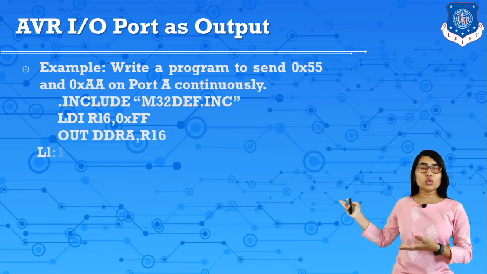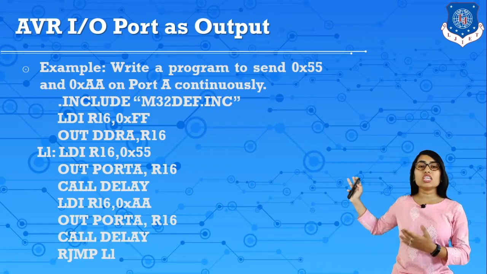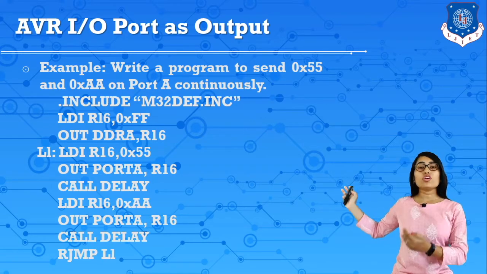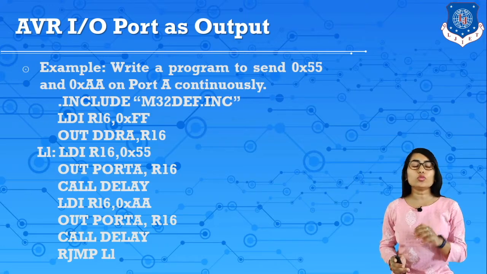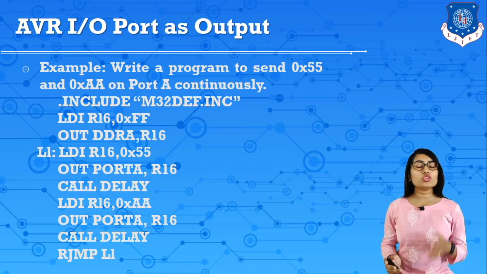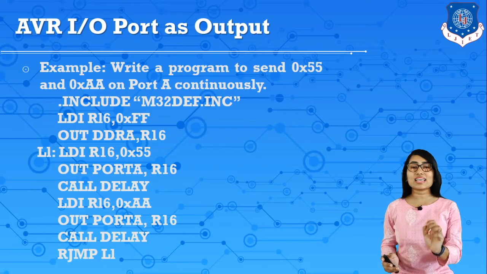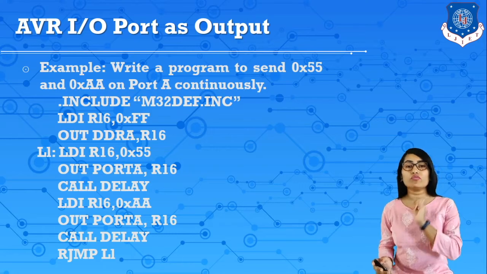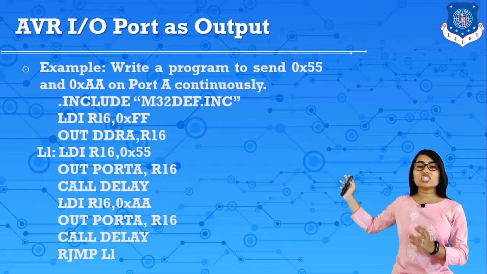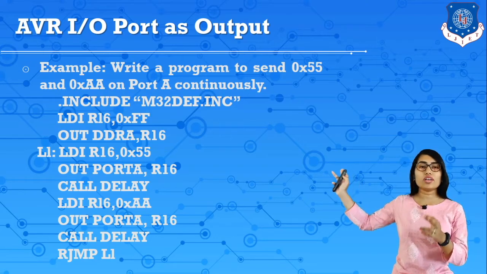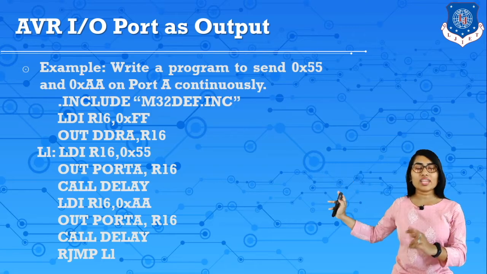First include the library of ATmega32, so .include m32def.inc. Then first make the port an output. How can we make a port an output? In the DDRX register, that means in the DDRA register, it is necessary that all bits must be 1. So here LDI R16, 0xFF, that means all bits are 1 in R16, and the content of R16 is basically put out on the DDRA register.